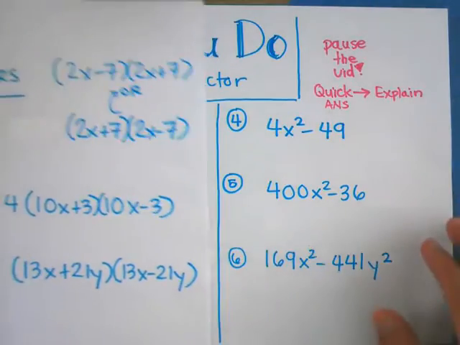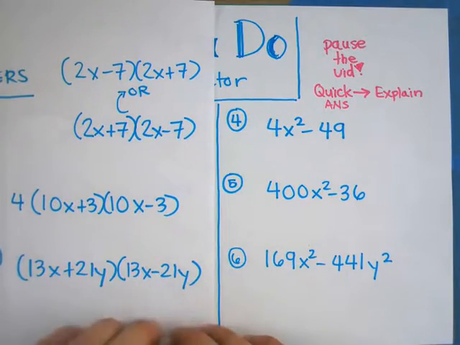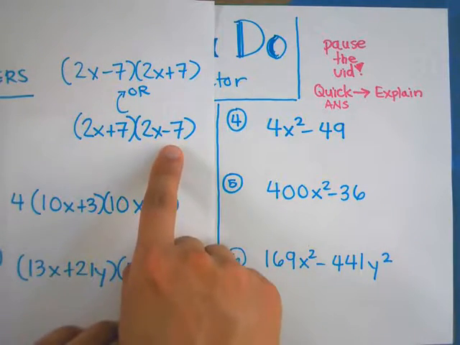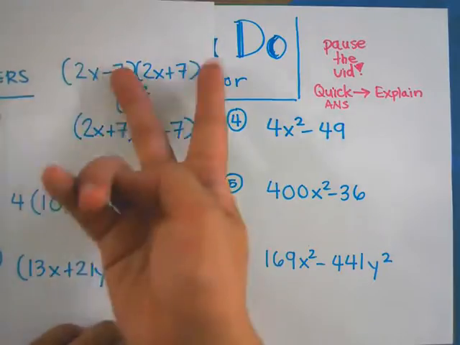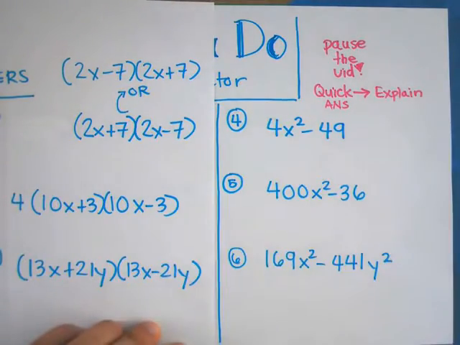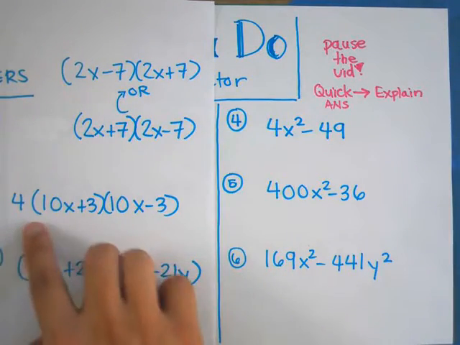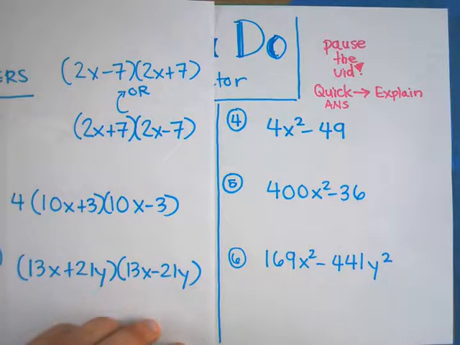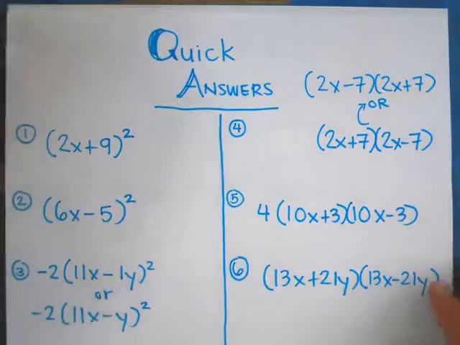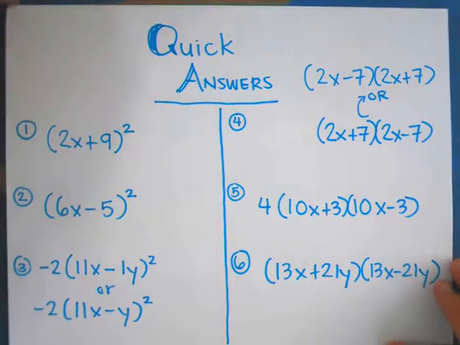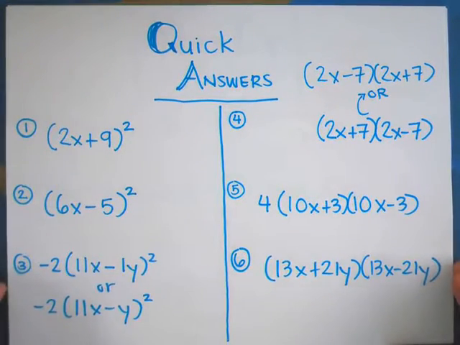Here are the answers for 4, 5, and 6. For 4, you can go 2x plus 7, 2x minus 7, or you can even have it so that the factors are switched. That's totally okay. Number 5, 4 parentheses 10x plus 3, 10x minus 3. And then number 6, quantity 13x plus 21y, and then quantity 13x minus 21y. Did I say minus over here? So plus, and then minus. Okay, so here are the quick answers to those, and if you want to stay tuned to see the explanations, then you guys can.